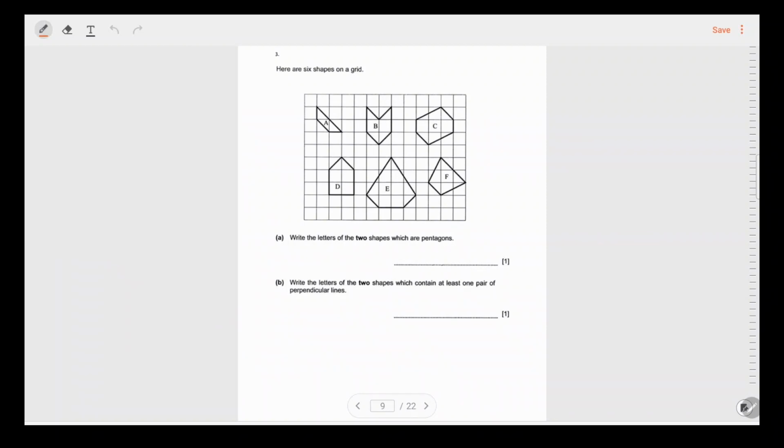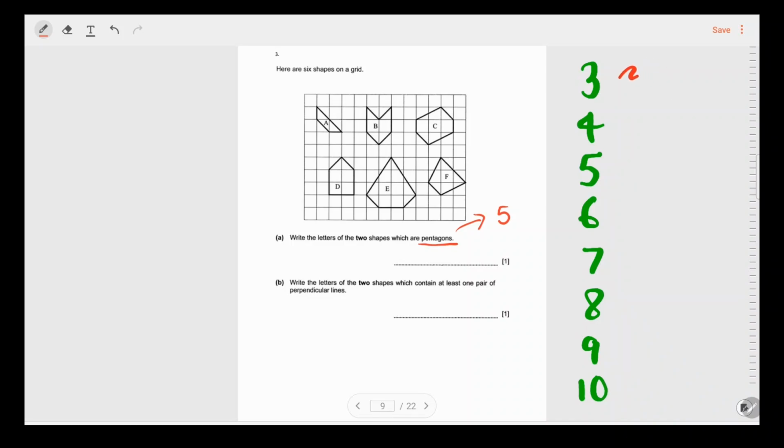Here are 6 shapes on a grid, A, B, C, D, E, F. Write the letters of the 2 shapes which are pentagons. So what is a pentagon? A pentagon is a shape that has 5 sides. If you remember, you know that we have shapes from 3 sides: 4, 5, 6, 7, 8, 9, 10.